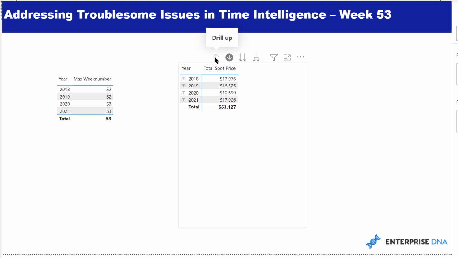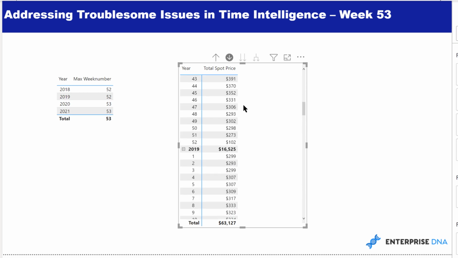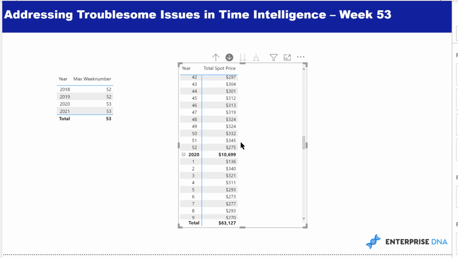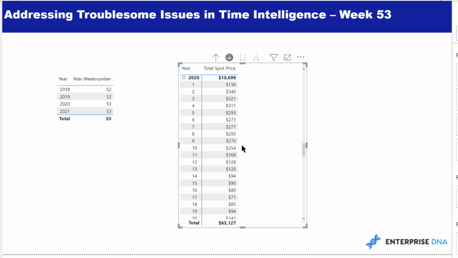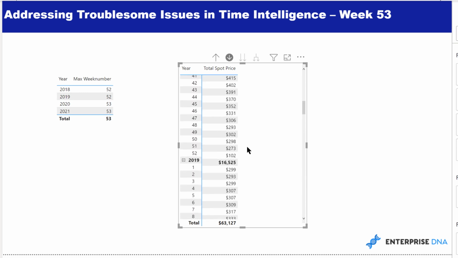What the questioners in this case wanted to do was, for each of the years, show a line for week 53, whether or not there was a week 53 in that year. You can see in 2018 and 2019, there is no week 53. In 2020, there is. So they wanted to have it consistent, so that the 53rd line would be in each year, but the metric would be blank for the years in which there wasn't a 53rd week.